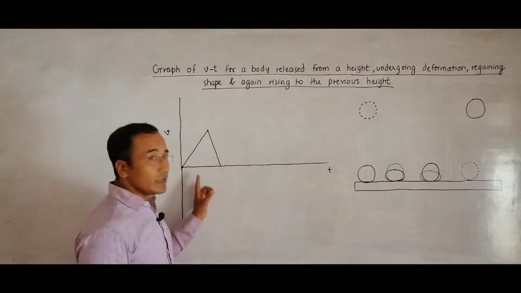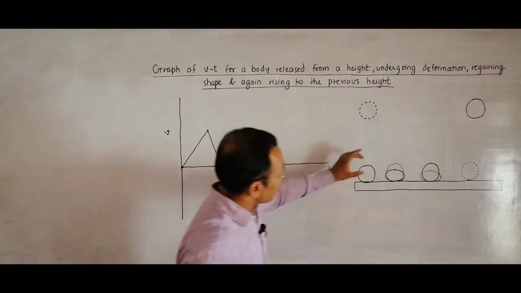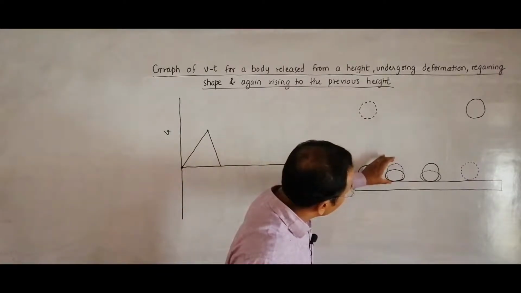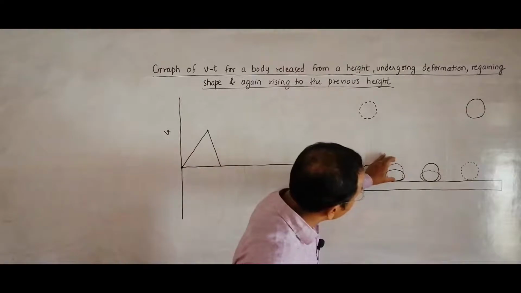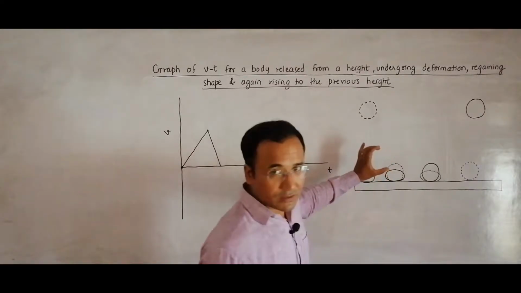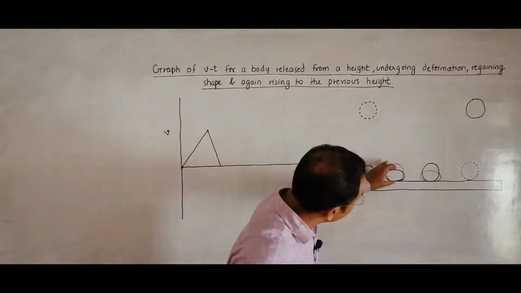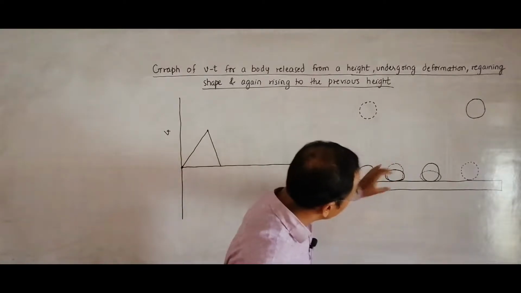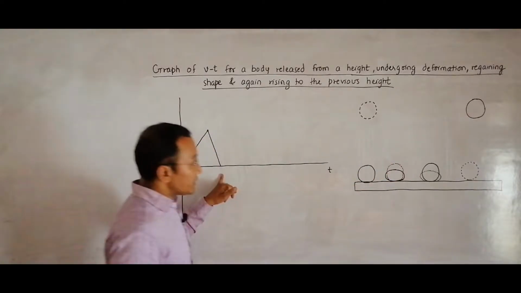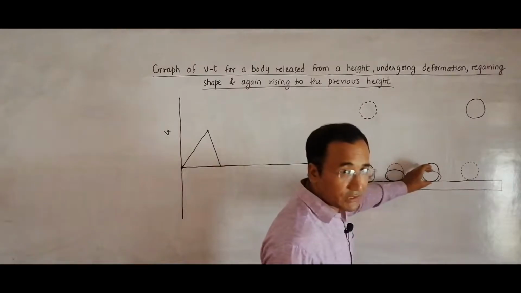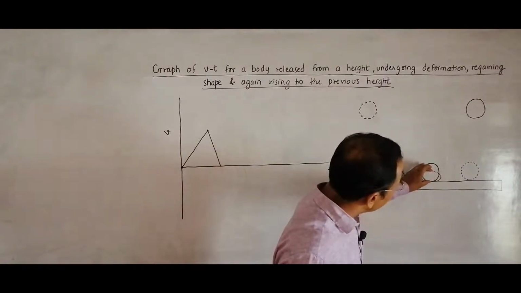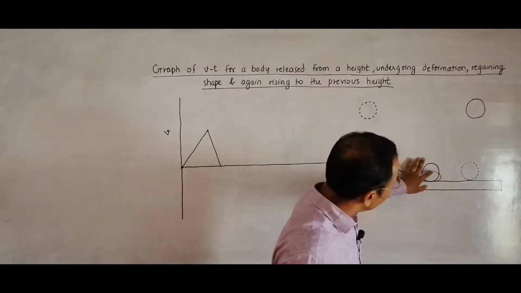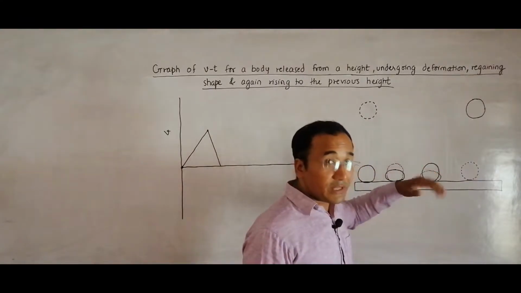So it cannot be vertical here. It will be slightly inclined. So till here the velocity was increasing, then the velocity decreases. The velocity of its center decreases actually. So here it is at its lowest, which is equal to 0. Then after that it starts to regain its shape. Regaining its shape means that the velocity now increases, but in the negative direction.